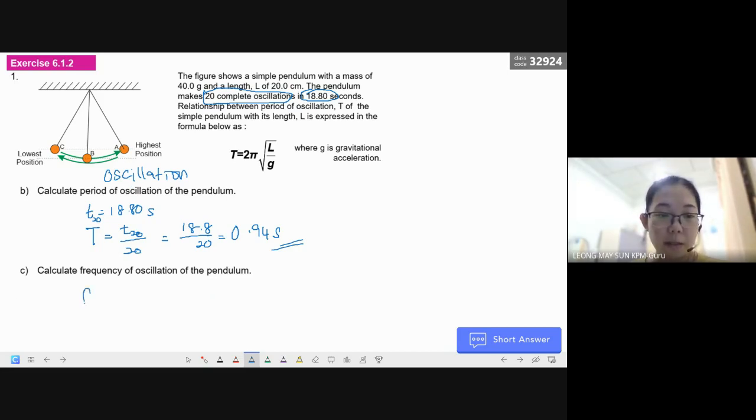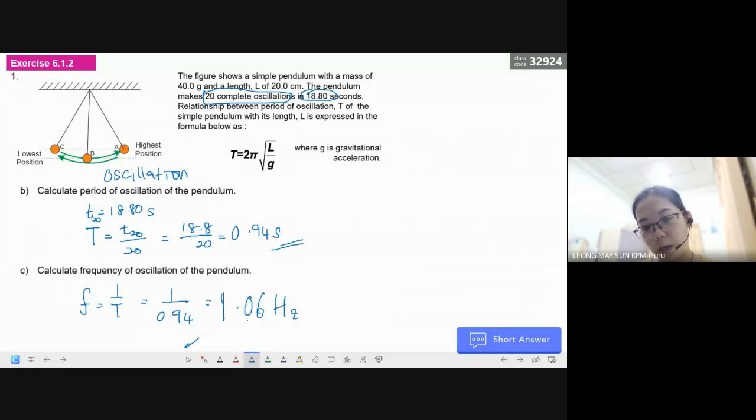Now, what is the frequency? The frequency formula is 1 over period, so that would be 1 over 0.94. Okay, so let's see. 1 divided by 0.94, I get my answer to be 1.06 hertz. Or you can also write it as 1.06 second negative 1. All right, so that is the frequency of the pendulum. Okay, so I hope you guys are okay while you're copying the answers down.